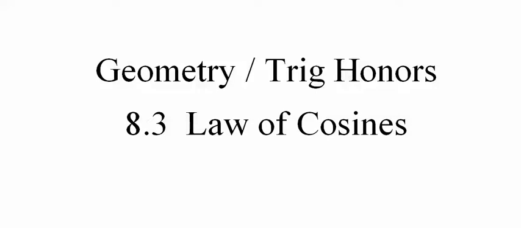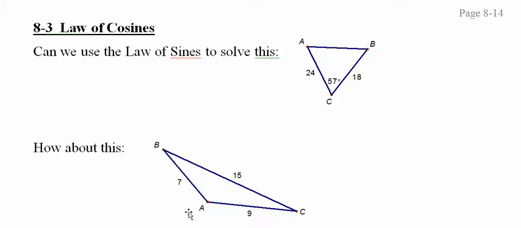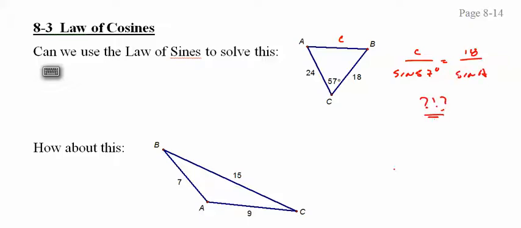Geometry Trig Honors, Lesson 8.3, Law of Cosines. So we just did Law of Sines, and can you use it for this? You would say, I'd like to do the number on top: c over sine of 57 equals 18 over sine of A. Can't use it. All right, fine.